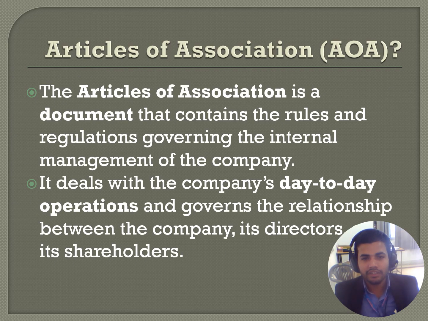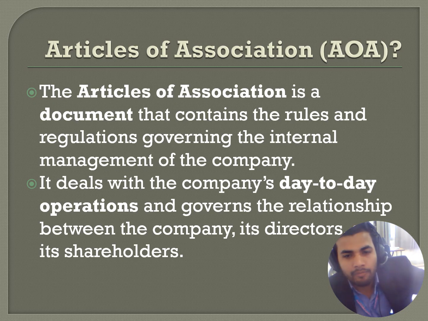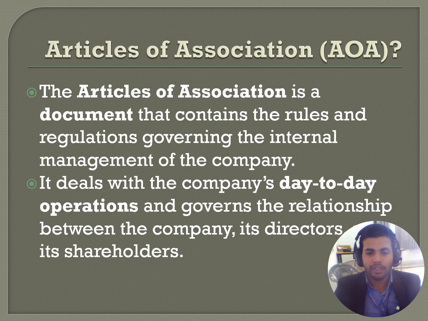Then the other document is the Articles of Association. It is another document needed to incorporate the company. The Articles of Association is also a legal document and it governs the internal management of the company. So the broad difference is that the Memorandum of Association governs the relationship of a company with the outside world, whereas the Articles of Association governs the internal management of the company. It deals with the company's day-to-day operations.